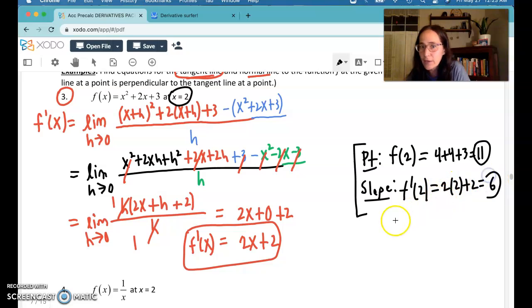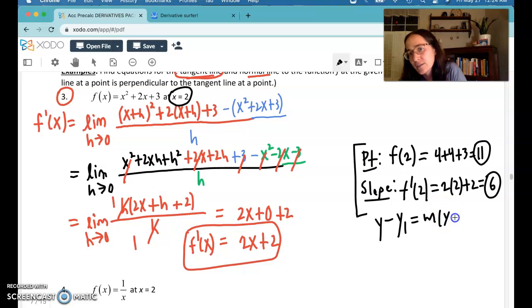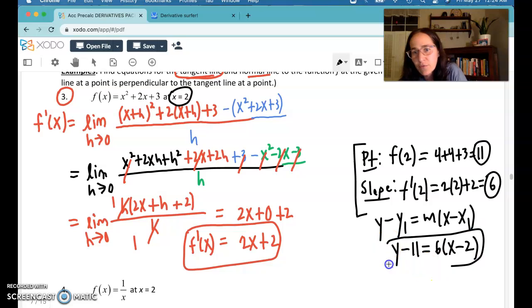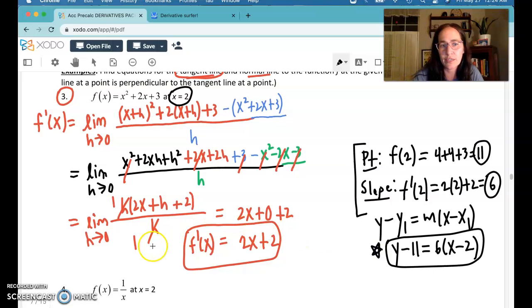And then if I had to pick a favorite form of the equation of a line, I like point slope form. y minus y sub 1 equals the slope of the line m times x minus x sub 1. So plugging in here, we've got y minus 11, which was the y coordinate of the point, equals 6, and then we'll say x minus the x coordinate that we used to plug in, which was a 2. No need to simplify any further than that, and we'll skip the normal line for now. We'll just get the equation of the tangent line.